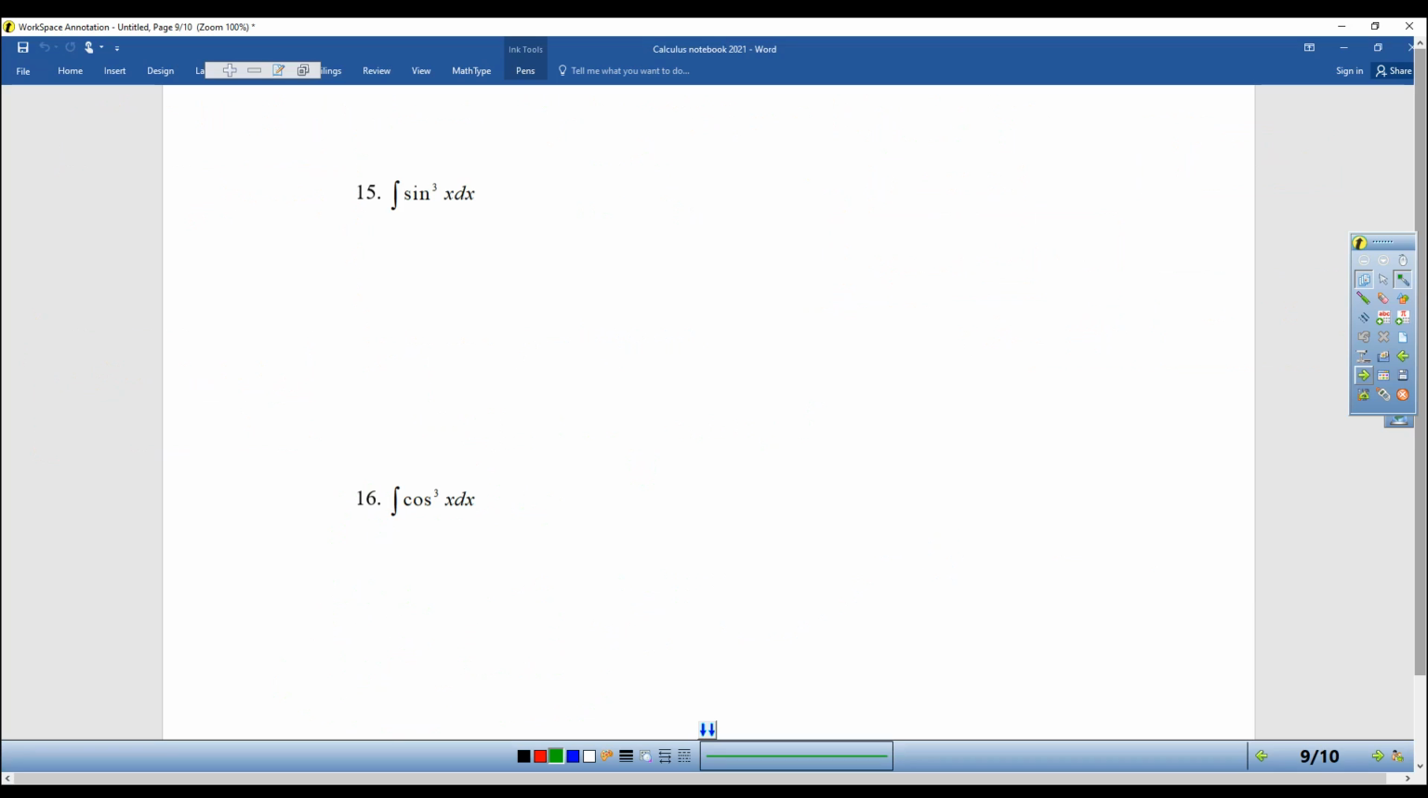15 and 16 also have a little bit of a trick to them. If you would like to pause and see if you can figure out the trick, you can. So you can't let u be equal to sine of x, even though that would be such an easy problem, because you don't have a du. The du would be cosine of x, and you don't have a cosine of x in this problem.